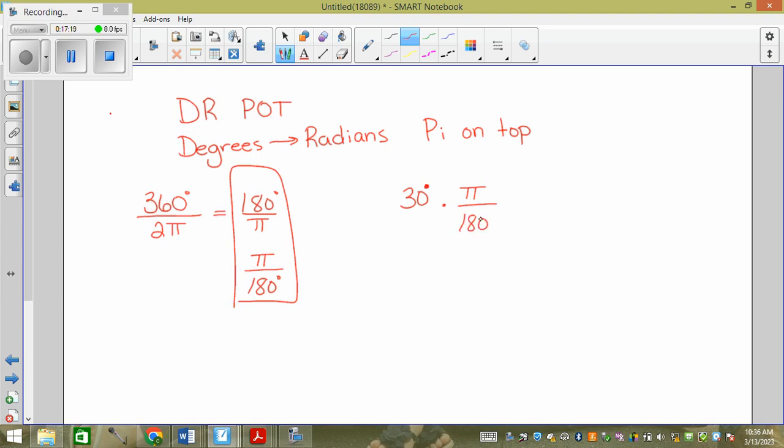And what happens when you have a degree on the top and a degree on the bottom? The degrees cancel off. Right? Then we have radians, because you don't have to have anything in order to have a radian. So we have, technically, 30 pi over 180.